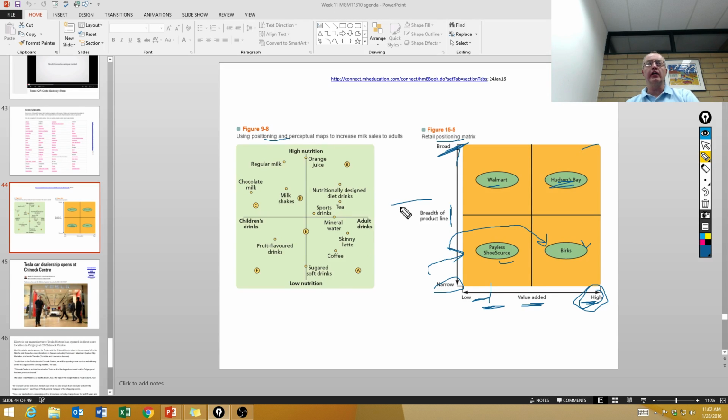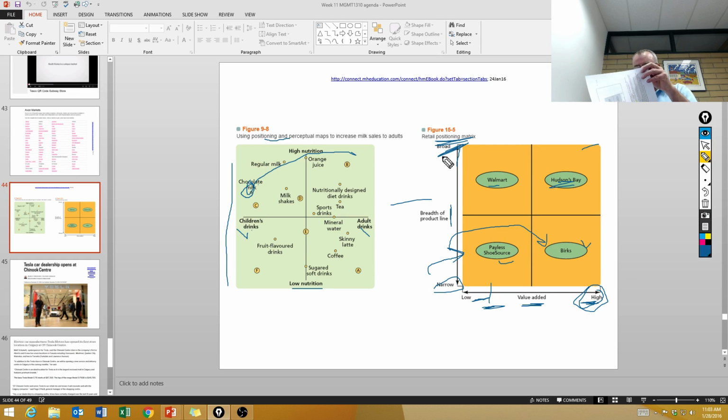There's an analogy between the retail positioning matrix and the perceptual maps we saw as examples of product positioning back in chapter 9. Products can be classified on different product features. This is the nutritional scale, from low nutrition to high nutrition, and the other scale was whether it's a child's drink or an adult drink. This was the chocolate milk example, where a relatively highly nutritious product targeted at the children's market was repositioned toward the adult market.